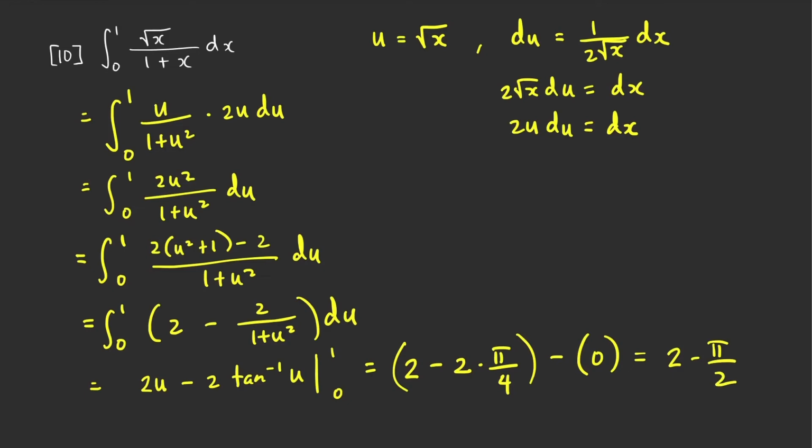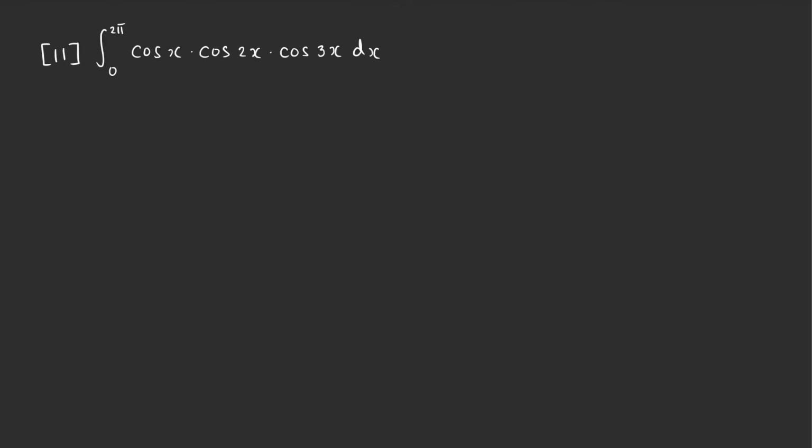Now let's move to the next integral. So we have here integral from 0 to 2 pi of cosine x times cosine 2x times cosine 3x dx. To evaluate this integral, all we need to do is to use the product to sum identity for product of two cosines. So if we're going to recall that product to sum identity, we have here cosine of A times cosine of B. We can write this down as 1/2 of cosine of A plus B, and then plus cosine of A minus B.